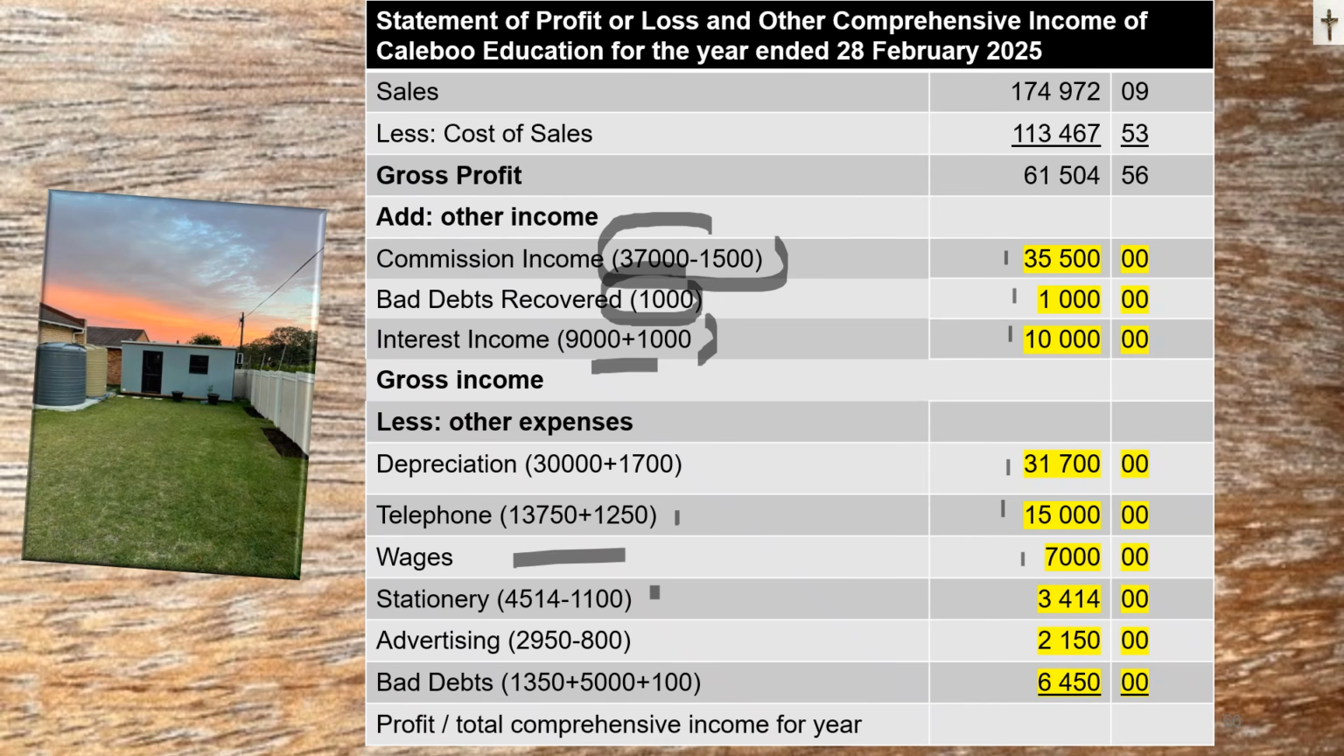Stationery, there's the correct expense for stationery. Remember that was left over. Consumable stores on hand. Advertising, we've taken out the 800 that relates to next year. And now we've got the correct advertising expense for the current year. There's bad debts. Bad debts was the pre-adjusted trial balance, plus the student that was written off, plus the allowance adjustment of 100. Comes to 6450. So now you add these all up. Soon we're going to calculate the profit.